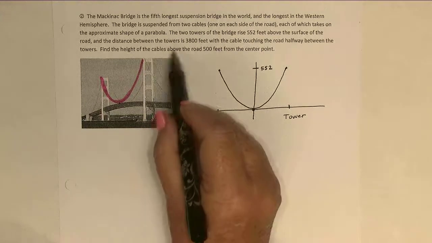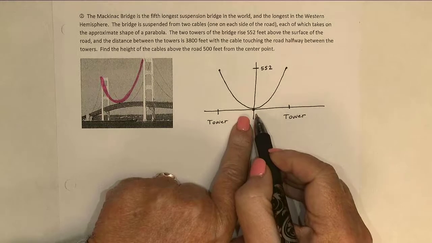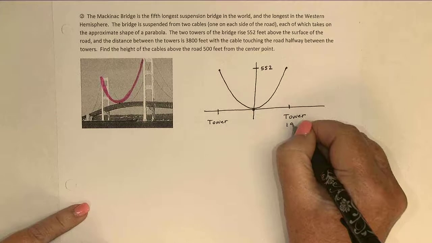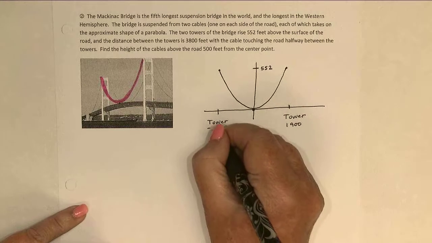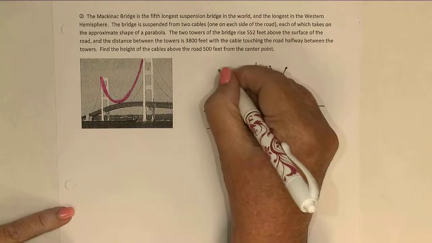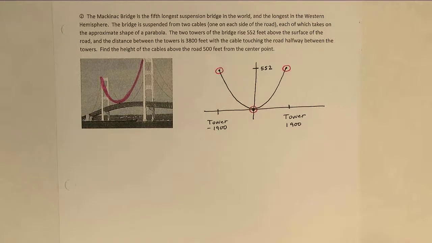Now I also know the distance between the 2 towers is 3,800 feet. So if I cut that in half, that means 1,900 feet is on each side of my vertex. So I'll call this one positive 1,900, and I'll call this one negative 1,900. What I now have is 3 points on this parabola that I know accurately: the ends here at the towers, and then the vertex. Just like 2 points determines a line, 3 points actually determines a parabola. So that's enough information for me to find an equation.